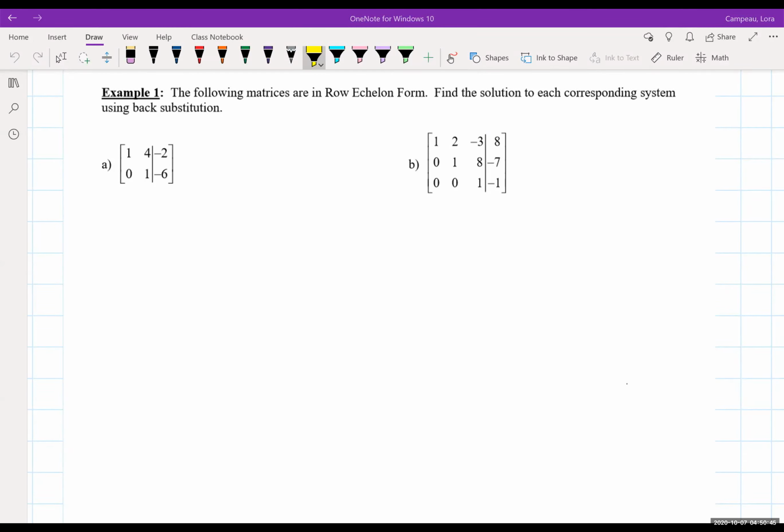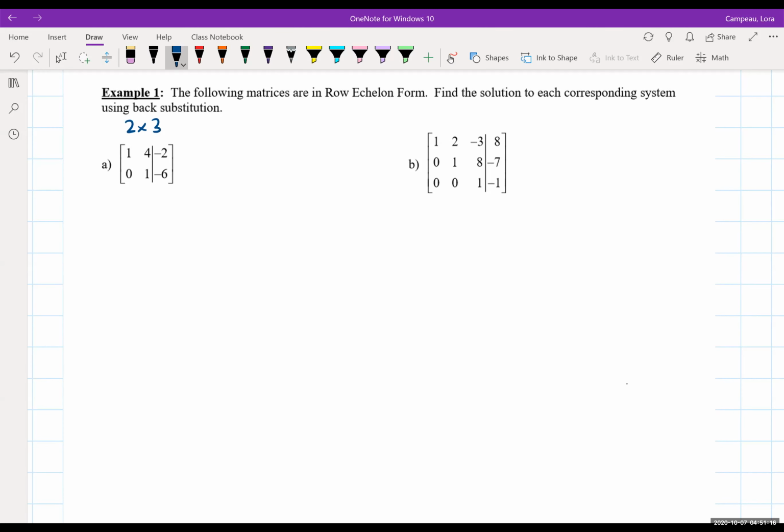Welcome back. We're looking at two matrices in row echelon form. These are supposed to represent their corresponding system of equations. So if we look at part A, this is supposed to represent the 2x2 system. You notice what type of matrix we have. The augmented matrix is 2 rows by 3 columns.